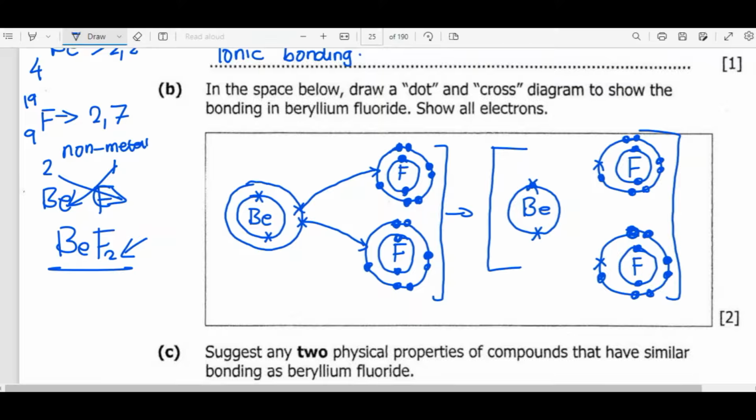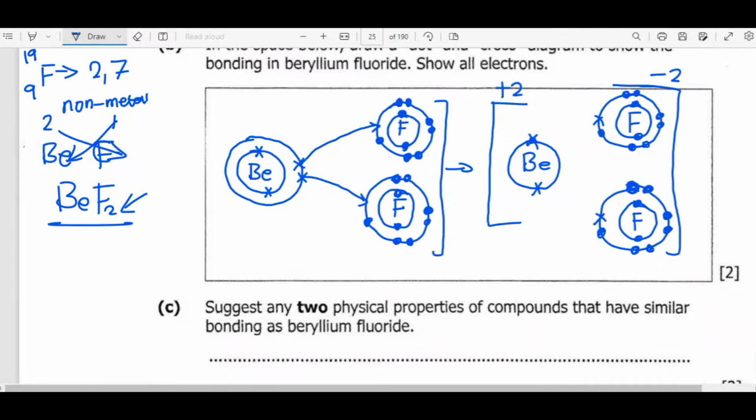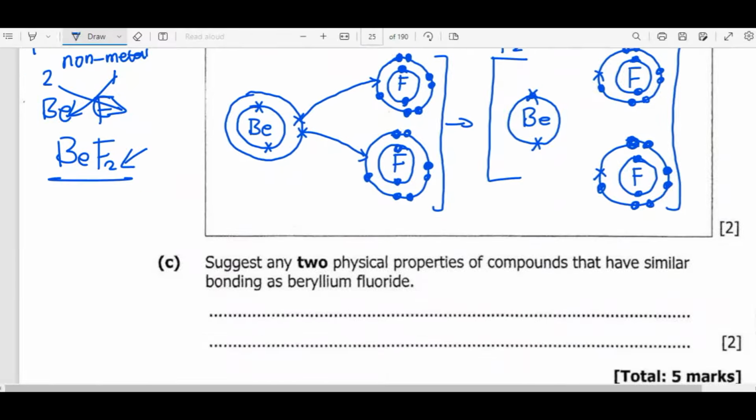So since the total number of electrons that were received by these two atoms of fluorine was 2, we put -2 here. Then since here 2 were given out, we put 2. So this is our ionic bonding. Then question C suggests any 2 physical properties of compounds that have similar bonding as beryllium fluoride. This is the same as giving properties of ionic compounds.